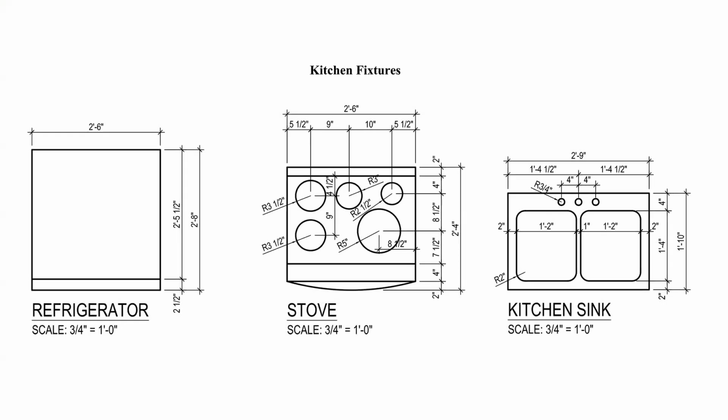So for this tutorial, we will construct these three kitchen fixtures: the refrigerator, the stove, and the kitchen sink, using all of the commands that we have practiced so far, and if needed, introducing some new ones or possibly introducing some new techniques. Let me go back to my AutoCAD screen here.